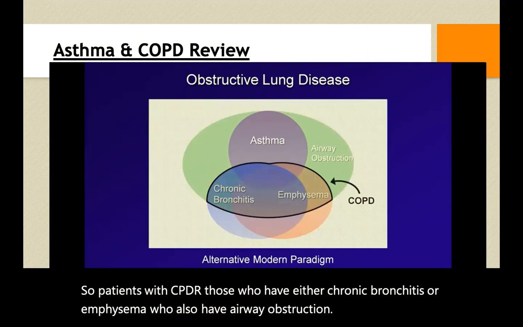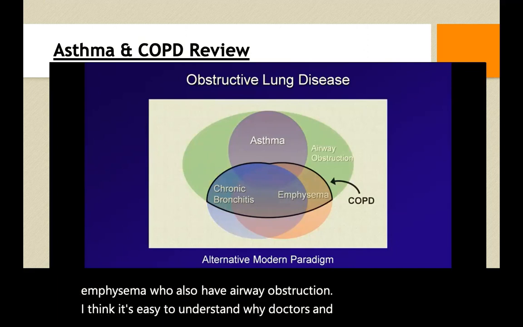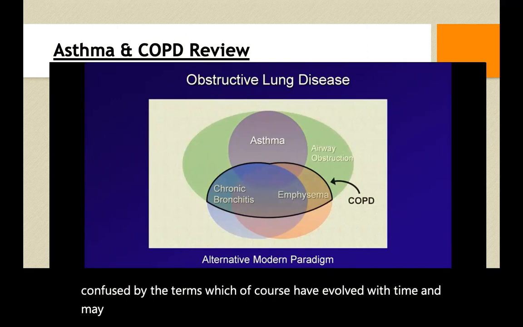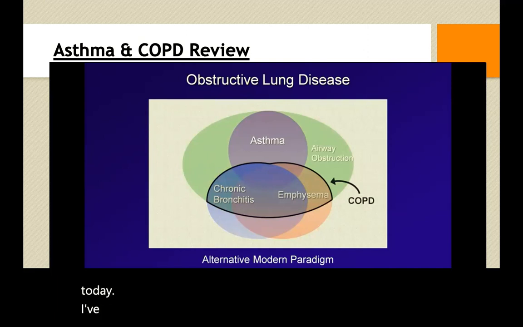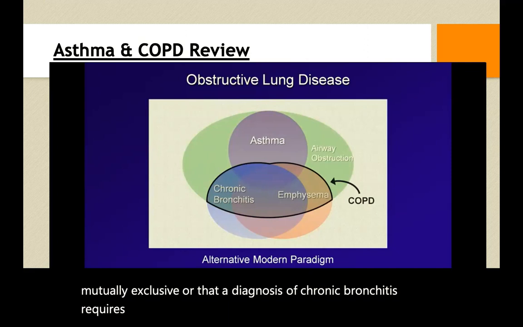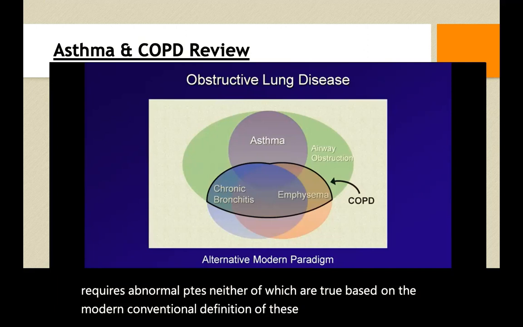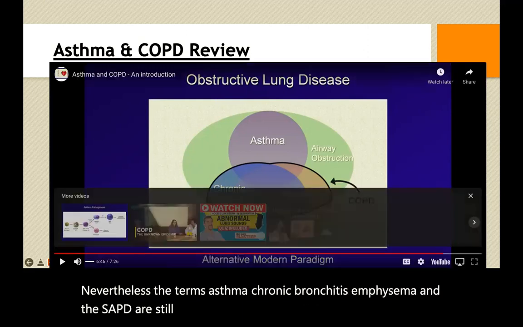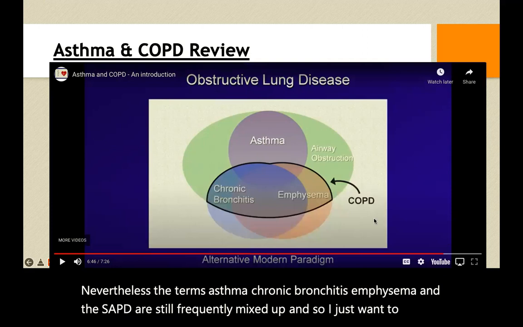I think it's easy to understand why doctors and patients alike get confused by the terms, which of course have evolved with time and may not even have universal consensus regarding their use today. I've heard statements from doctors that asthma and COPD are mutually exclusive, or that a diagnosis of chronic bronchitis requires abnormal PFTs, neither of which are true based on the modern conventional definition of these diseases. Nevertheless, the terms asthma, chronic bronchitis, emphysema, and COPD are still frequently mixed up. And so I just want to clarify that so we're all clear.